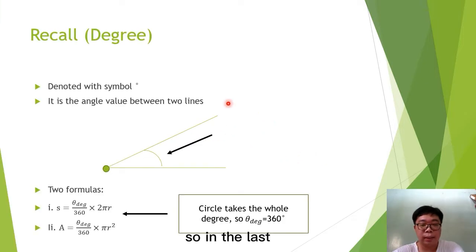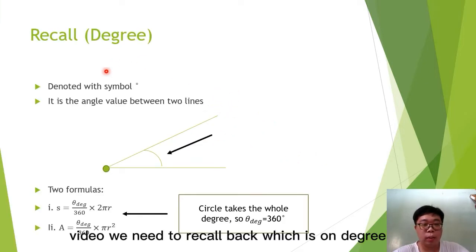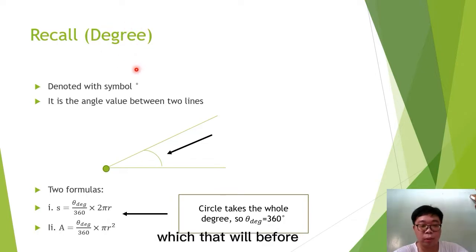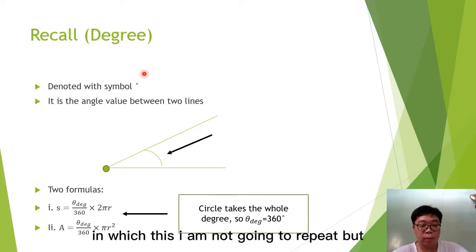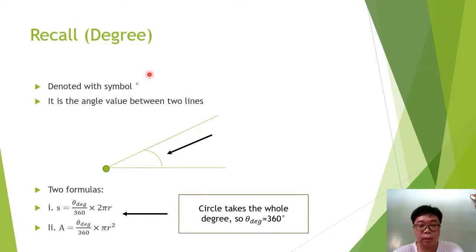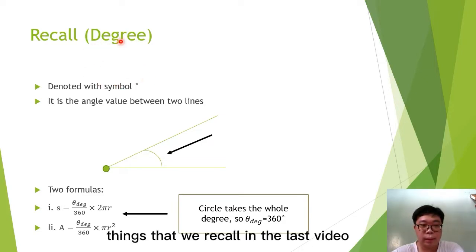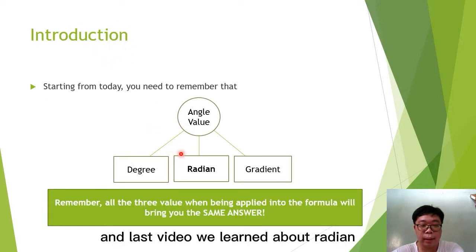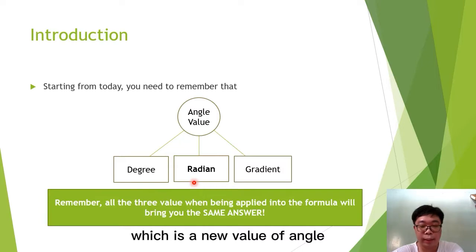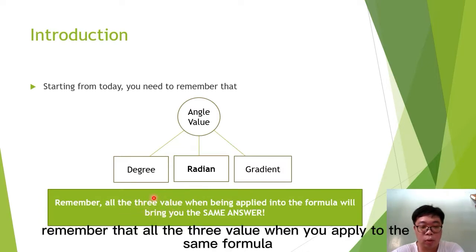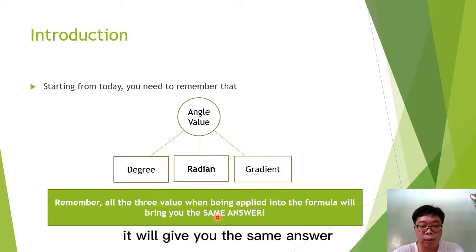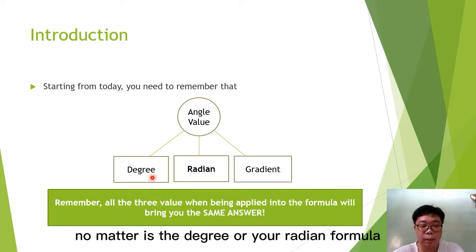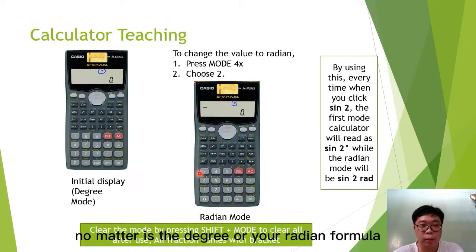In the last video, you need to recall back on degree, which we recalled before. I'm not going to repeat it, but these are the things that we recalled in the last video. And last video we learned about radian, which is a new value of angle. Remember that all the three values, when you apply them to the same formula, will give you the same answer, no matter whether it is the degree or your radian formula.